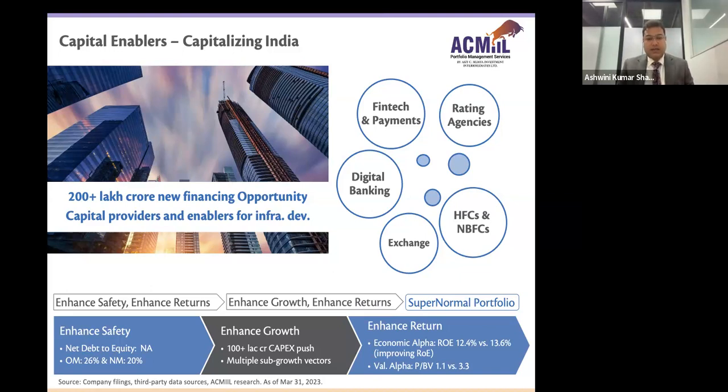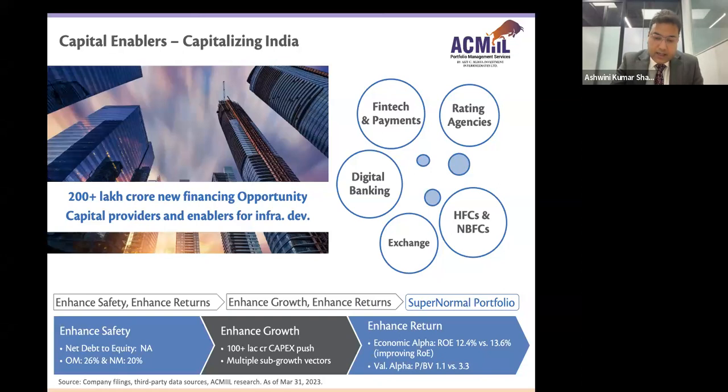So that's an indication that things are extremely good on this side. And obviously, to support all that infrastructure and logistics and everything that I talked about, you need a lot of financing, whether it is equity or debt. So you need all these exchanges, you need rating agencies, you need NBFCs, you need banks to support that. And that's where the growth will come through.